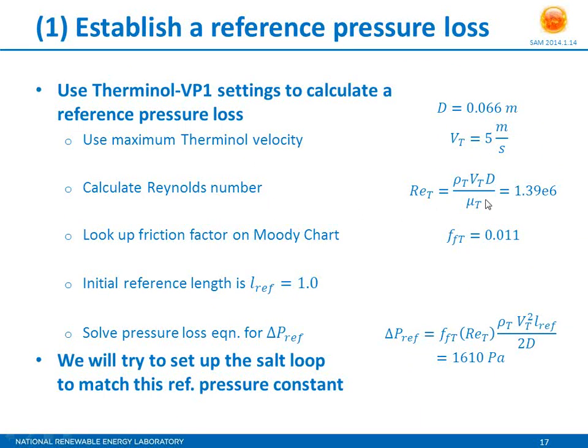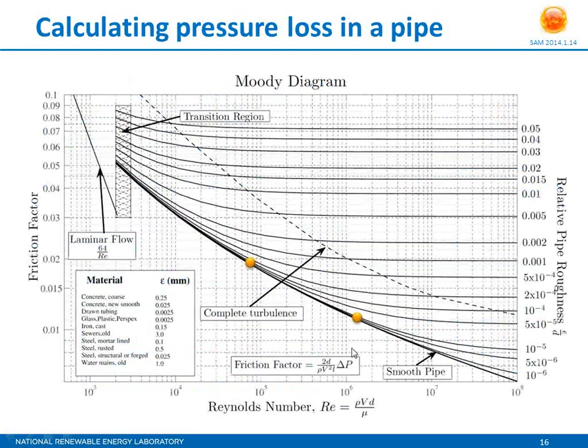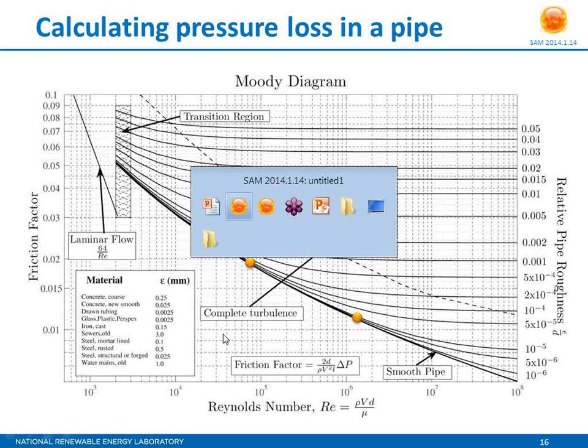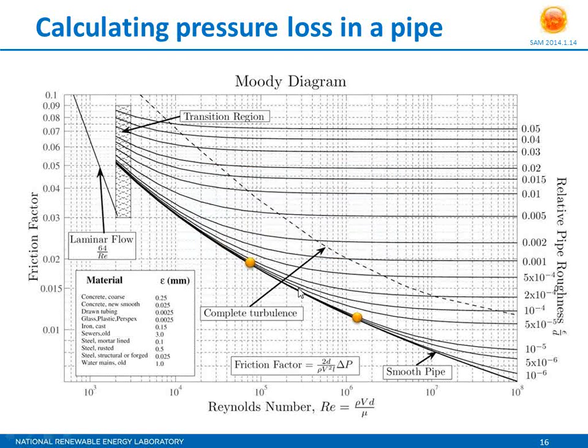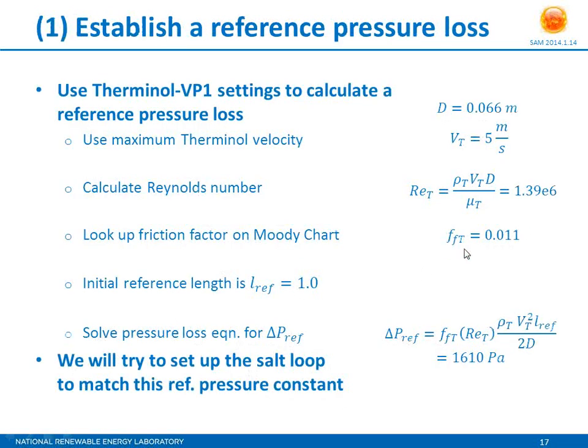Calculate the Reynolds number for that flow using the density, velocity, and the diameter of the tube, which is the inner absorber tube diameter, divided by the viscosity. That gives us 1.39 e to the 6. If you look back at the Moody chart and look at where 1.39 e to the 6 is, it's right here at this dot. So our friction factor for the oil field is about 0.011, something like that. And that's what I've pulled out here.